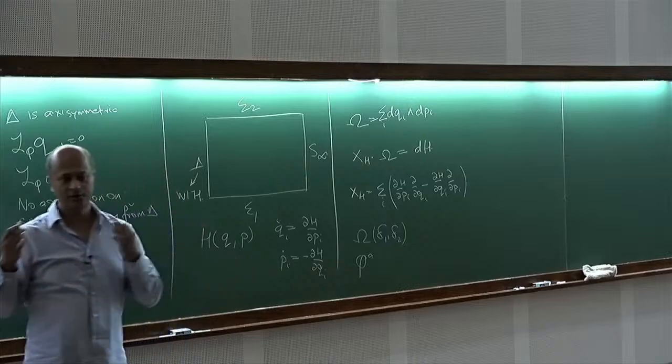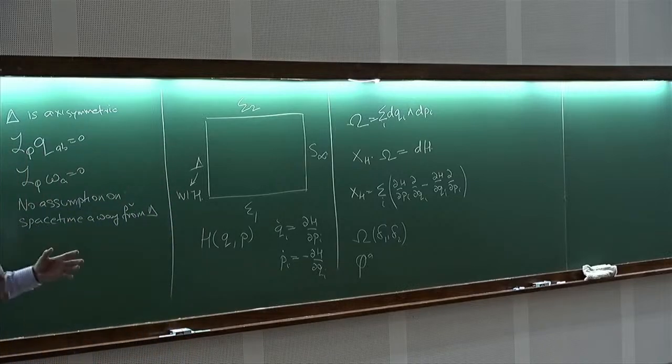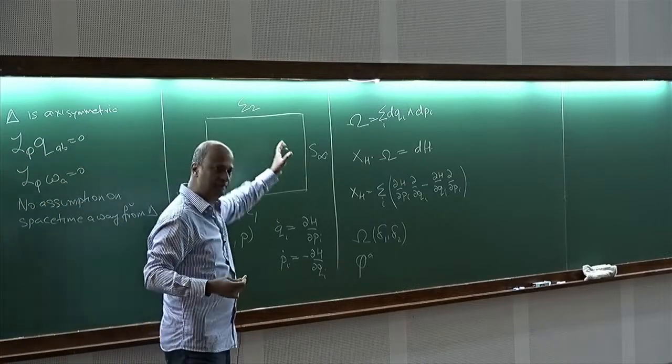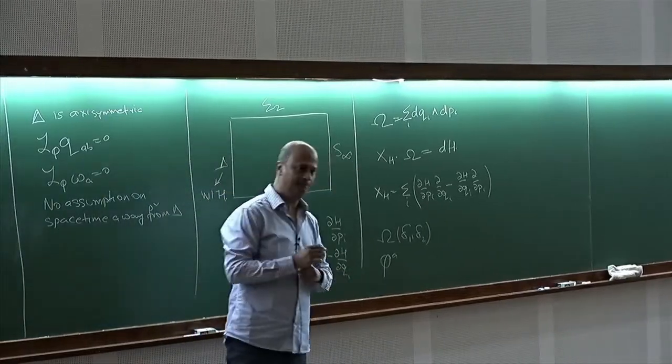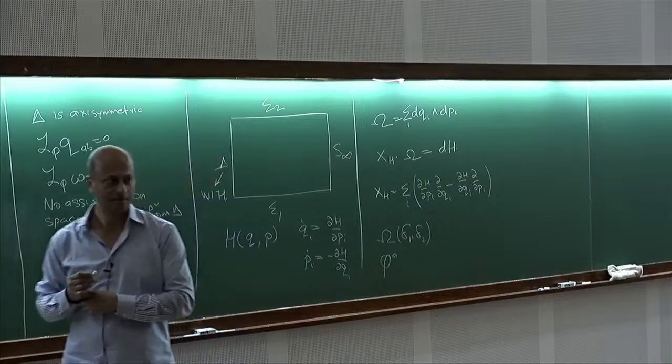So that is what I meant to say, that there is no restriction at all that the bulk of the spacetime has to be axially symmetric. It's only required at the horizon and at infinity. Okay.